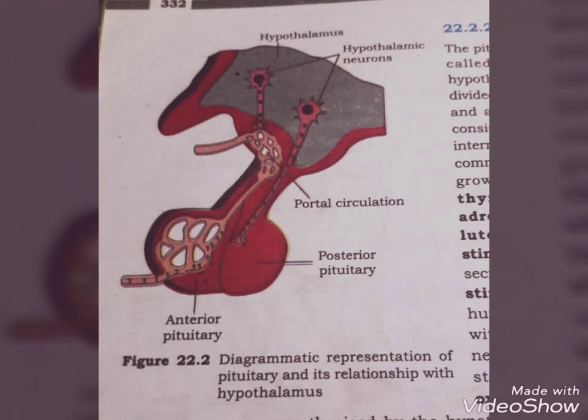Thyroid gland. The thyroid gland is composed of two lobes which are located on either side of the trachea. Figure 22.3.